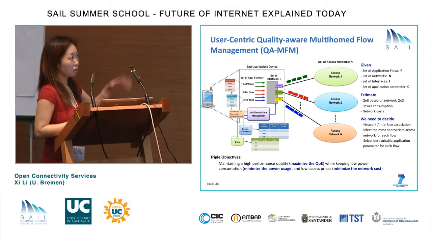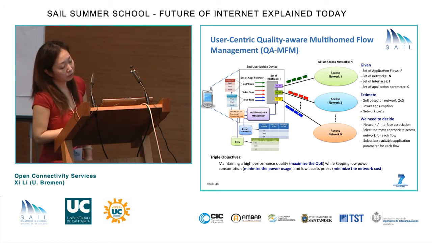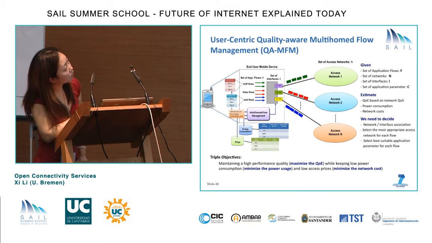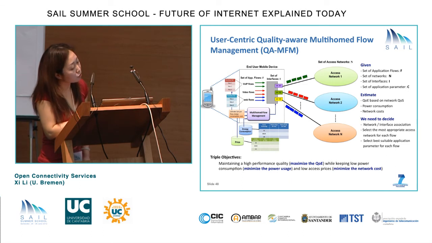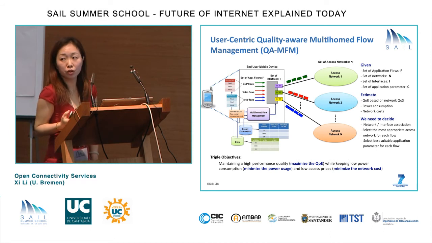Then this is how we implement the flow management approach by considering the user-centric criteria. Given a number of applications, for example, you could have a voice application, a video application, and a number of web flow applications. And then the user device could also have multiple interfaces, which are able to connect to different access networks. And for each of the application flows, we can also think about a set of application parameters. For example, for the video service, we could choose different video codecs.